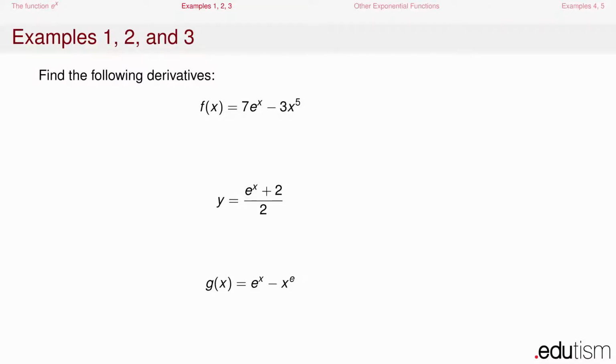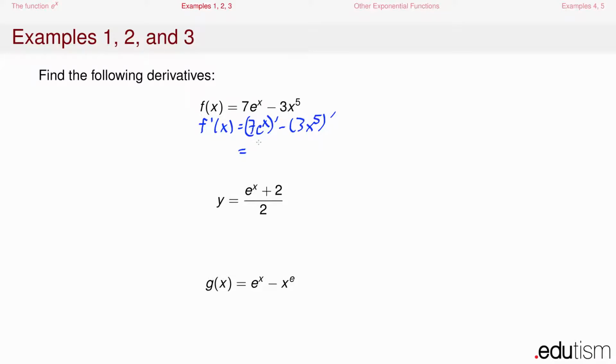For example, suppose we want to take these derivatives. This first function we want to take the derivative of is 7e^x minus 3x^5. So the first thing we're going to do is use the difference rule to split up these two separate functions. I'm going to take the derivative of 7e^x, and then I'm going to subtract the derivative of 3x^5. Then I'm going to use the constant multiple rule.